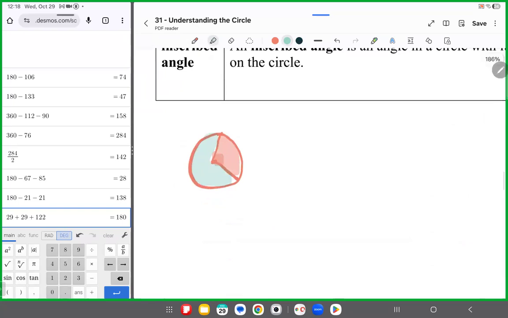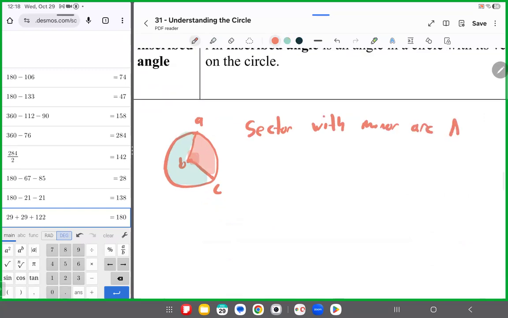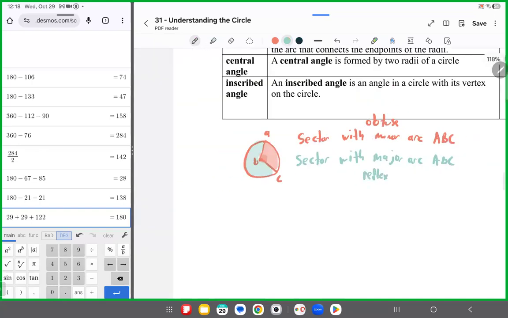So there is the obtuse angle of the arc. So say this was A, B, and C. So we could have the sector with minor arc A, B, C, or you could have the sector with major arc A, B, C. And again, in this case, I think the minor arc would be the obtuse angle, and the major arc would be a reflex angle, if you needed to further clarify what we're talking about here.